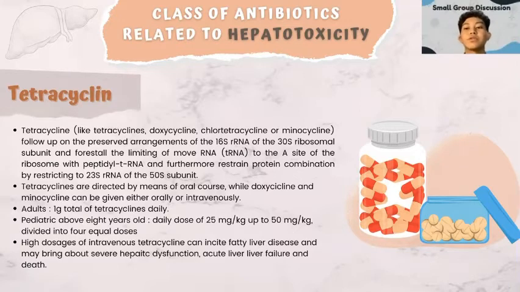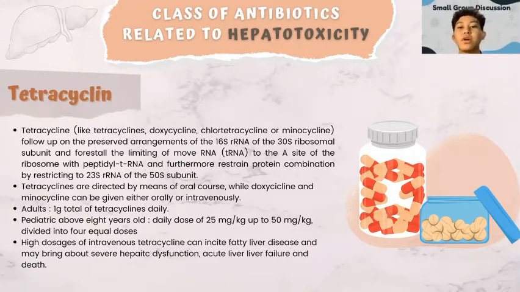For more extreme diseases, higher doses might be given, like 500 milligrams 4 times each day. Pediatric patients over 8 years of age can get a daily dose of 25 milligrams per kilogram up to 50 milligrams per kilogram, separated into 4 equal doses.